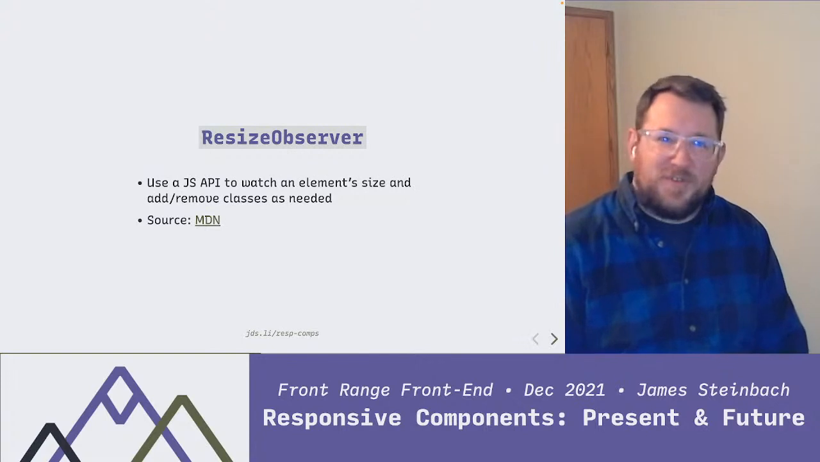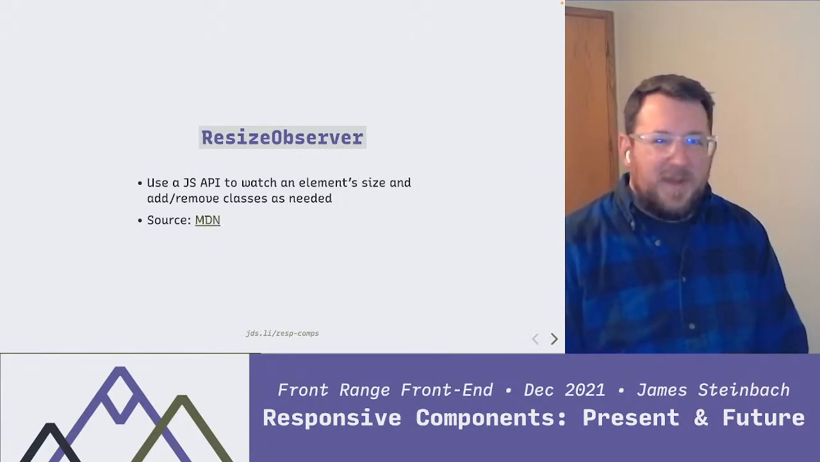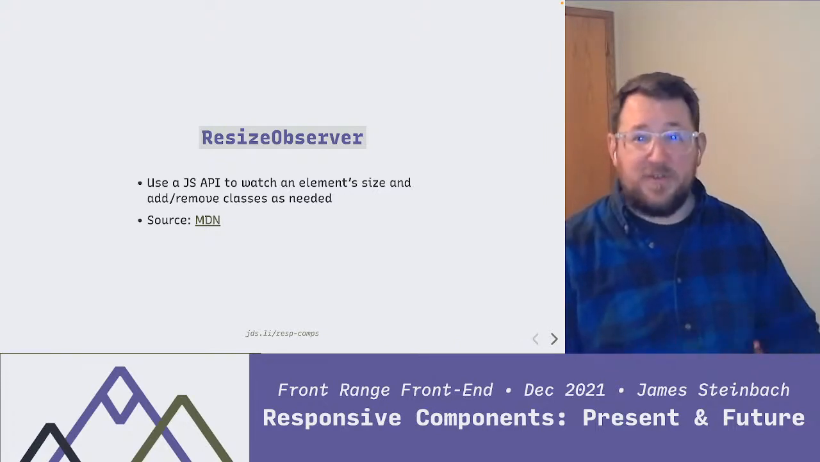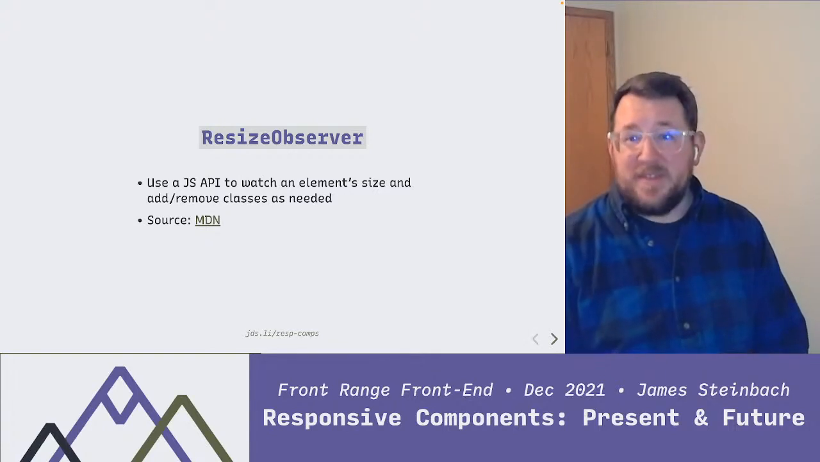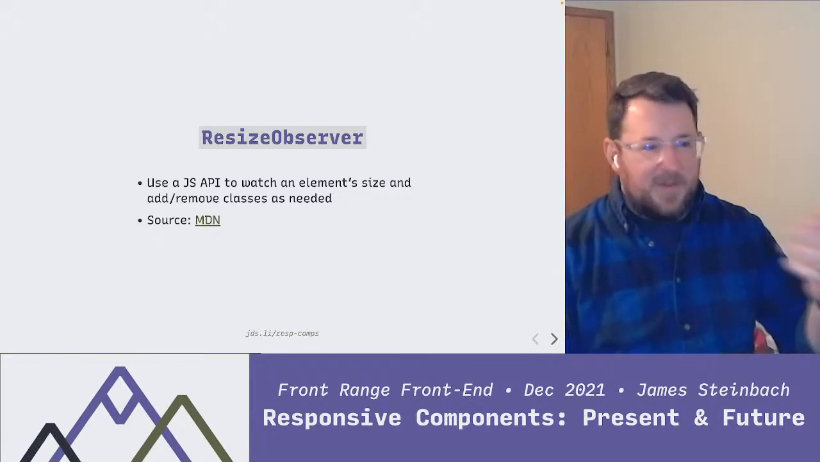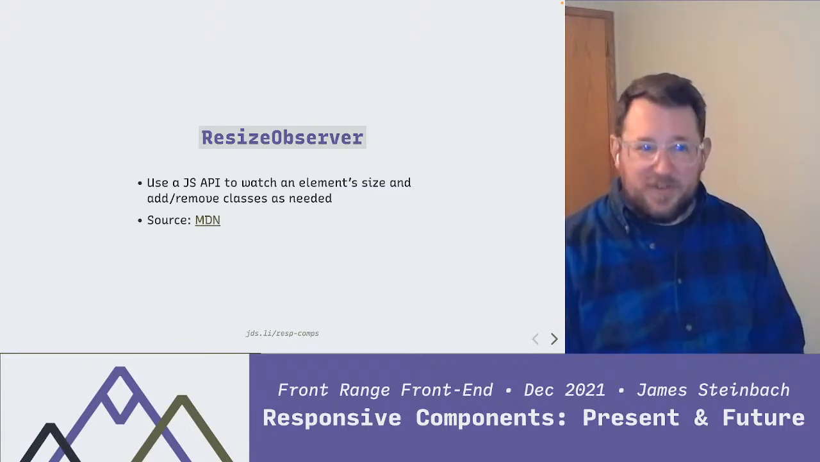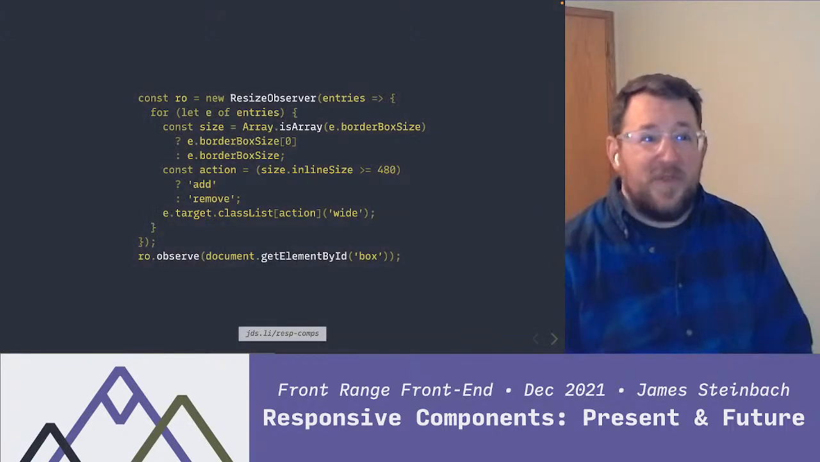Enter ResizeObserver. This is a JavaScript API that's in all major browsers, really well supported. It'll let you watch an element's size, and then you can add, remove classes, or make any other DOM manipulations that you want to when the size crosses a certain threshold. There's a link here to Mozilla Developer Network with some examples and how the syntax works. I'm going to briefly cover it for you here.